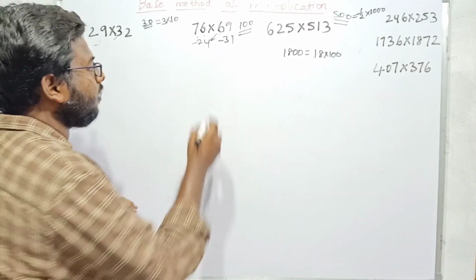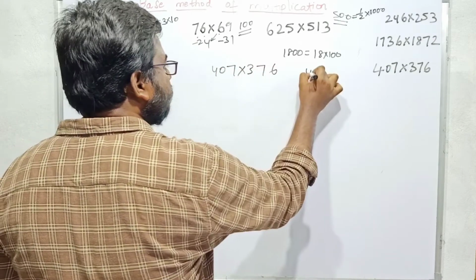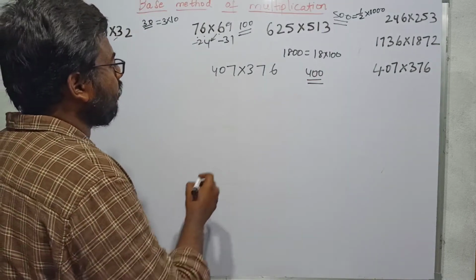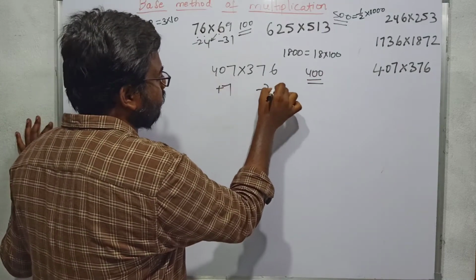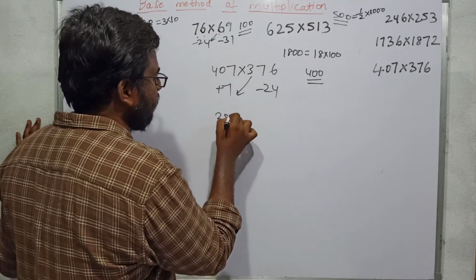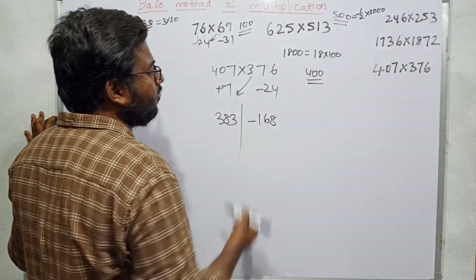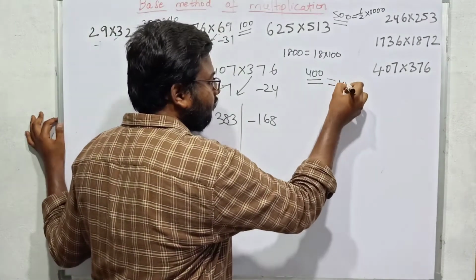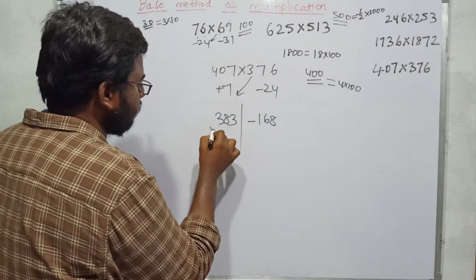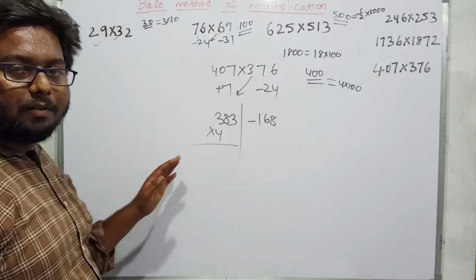So if you have to calculate 407 into 376, you can calculate this on base number 400, because this is very near to 400. So 407 is plus 7, and 376 is minus 24 gap. If I operate on the small number, what will I get? 383 slash minus 168. Since you are calculating on base number 400, the decimal number is 100, so I have to multiply this with 4. I already set the trick with multiplication with 4.